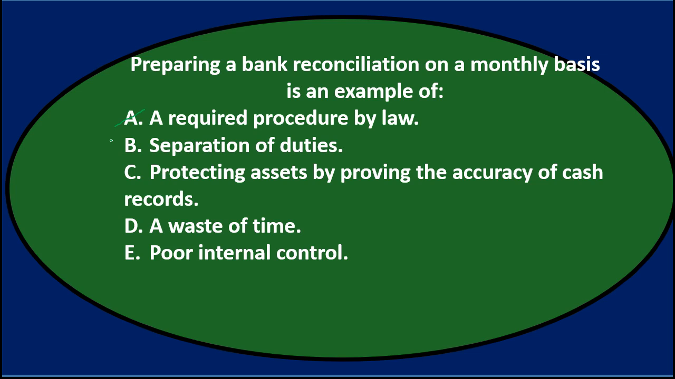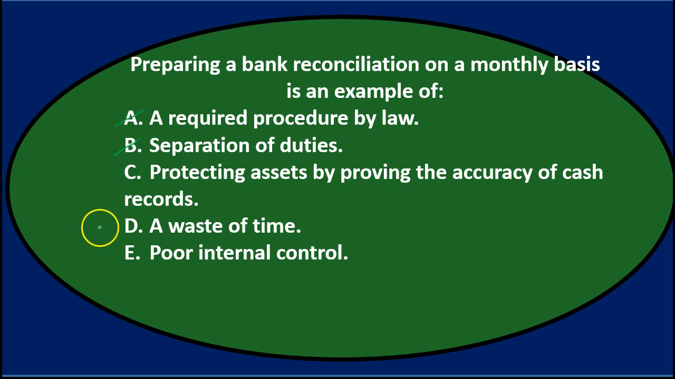B says the separation of duties, preparing a bank reconciliation. Now this may be a part of the separation of duties process, but I don't think it's a separation of duties necessarily just to create the bank reconciliation. If we had a different person doing it and they were explaining that in the question, then it would be. C, protecting assets by proving the accuracy of cash records. That sounds reasonable. We are checking the cash records by doing the bank reconciliation.